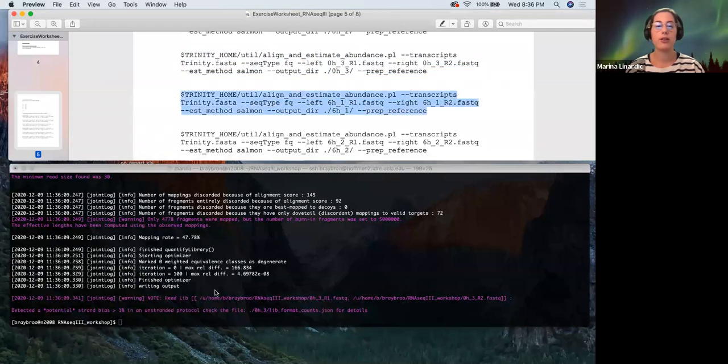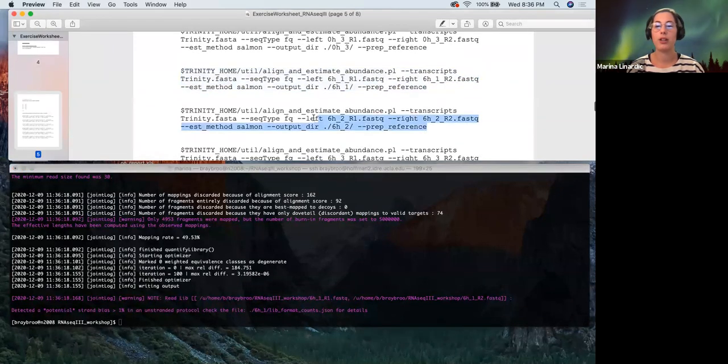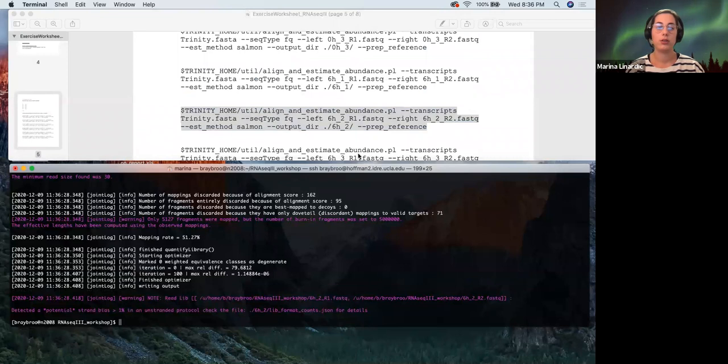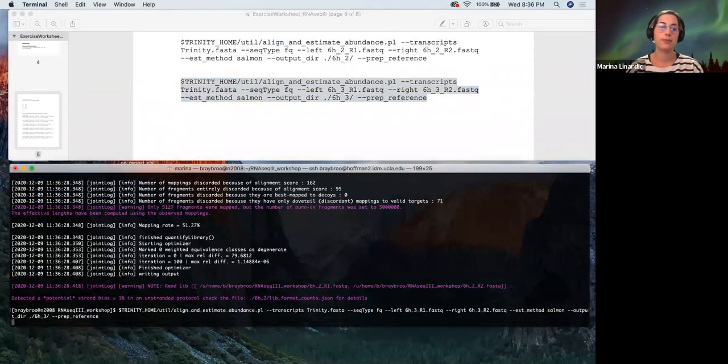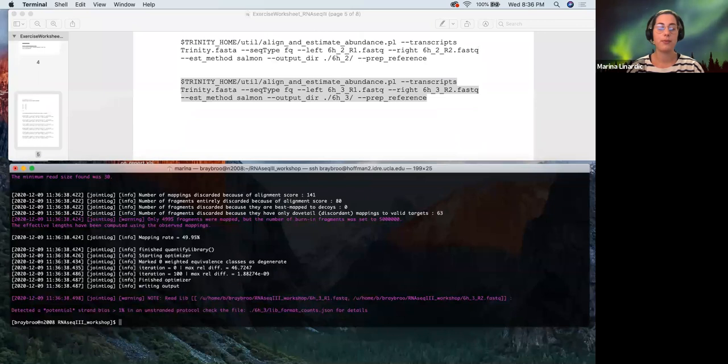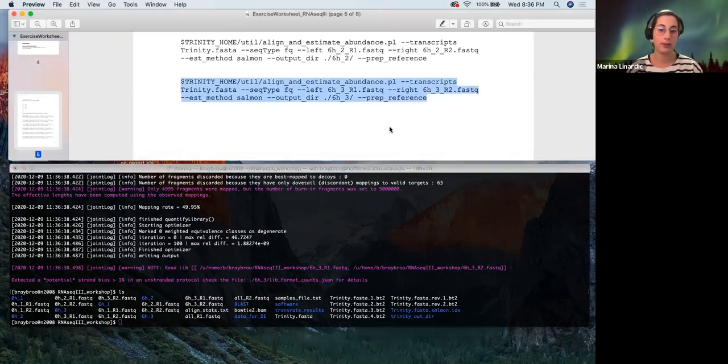Let's do the 6 hours. So you can see here that I'm just changing the FASTQ files and the output directory name. So we have each output in a different folder. That one, and this is going to be the last one. Like so. Okay, so if we do ls, they should all be here. So we have 0 hours, 1, 2, 3, 6 hours, 1, 2, 3. And all of these inside should have the same thing.